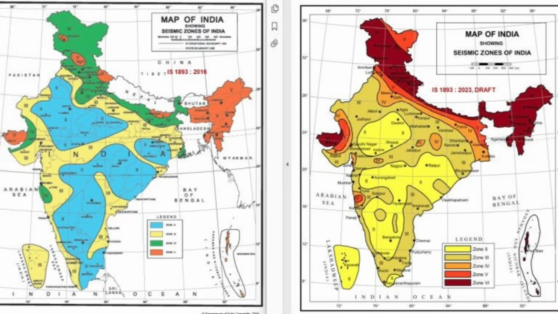To conclude, IS 1893-2025 represents a clear shift towards probabilistic, site specific, and performance based seismic design. Understanding these changes is essential for every engineer designing structures in seismic regions.